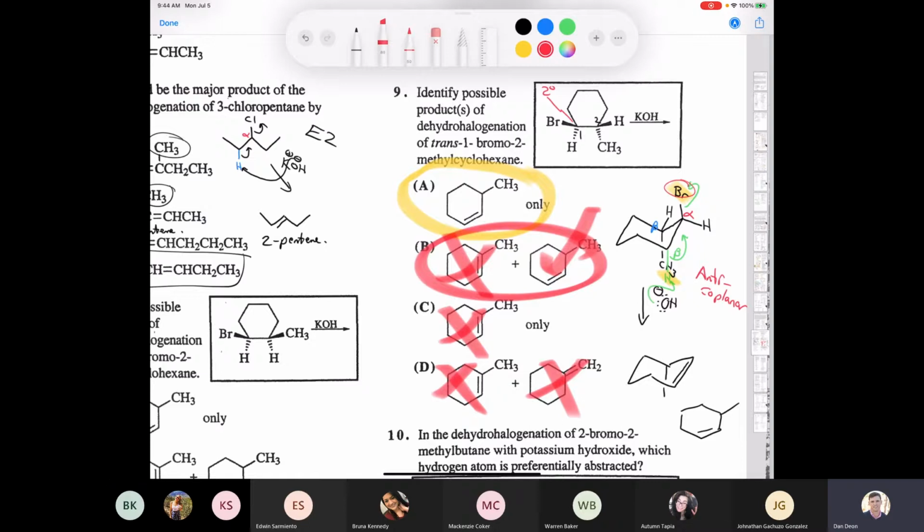So remember, the requirement is that the leaving group and the proton that's being removed in the dehydrohalogenation, on a ring, or even in a Newman projection, they have to be anti-coplanar to one another.